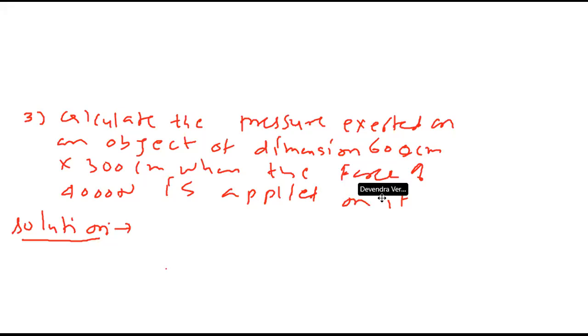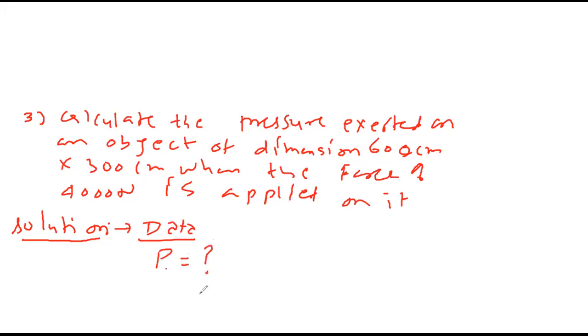A force of 4,000 newtons is applied on it. Calculate the pressure exerted on the object. How do we denote pressure, by which letter? P. Yes, P. So P is the unknown, because we have to calculate it.